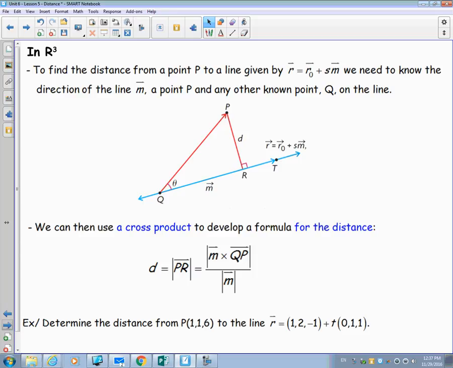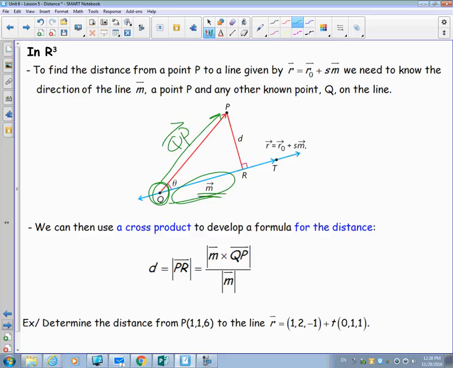So to do R3, there's two things we need to know. Number one, we need to know the direction our line is actually traveling in, so we need to know an M. And again, like the previous thing, you need to know a point on that line and use it and the point you want to figure out the distance to, to create a vector. We can then take the cross product of your direction and your vector, we'll call this QP, and produce a perpendicular vector.